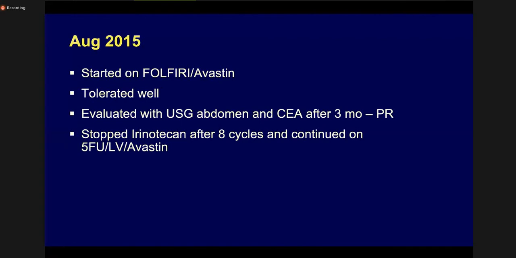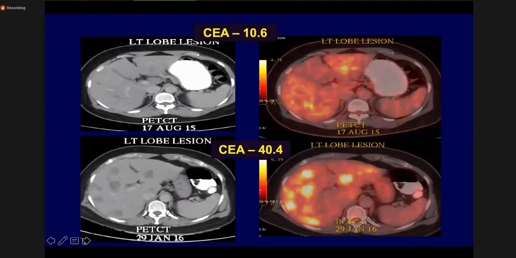Okay, so we changed to FOLFIRI Avastin, tolerated well, evaluated with an ultrasound and CA after 3 months. Again, a partial response. Stopped irinotecan after 8 cycles and continued on 5-FU, LV, and Avastin. These were the lesions at the end of therapy, and now it is progressing again. While on maintenance with 5-FU, leucovorin, and Avastin, after 3 more months, it progressed again. So FOLFOX, anti-EGFR, FOLFIRI, anti-VEGF, maintenance anti-VEGF plus 5-FU, leucovorin, progressive disease.